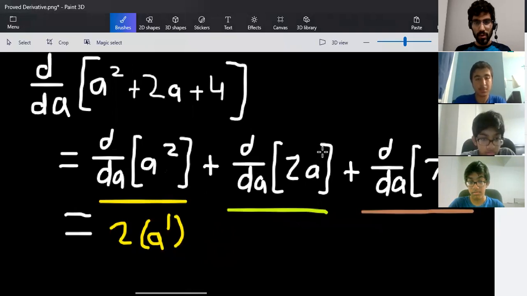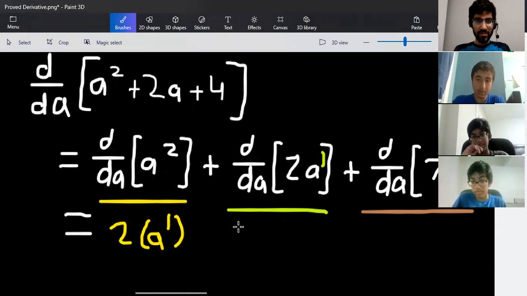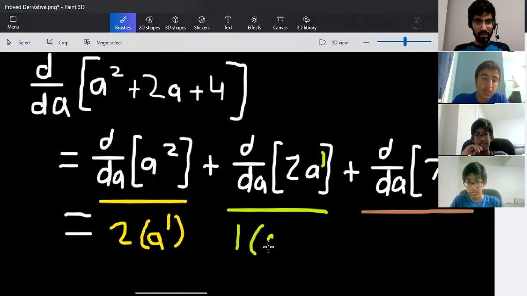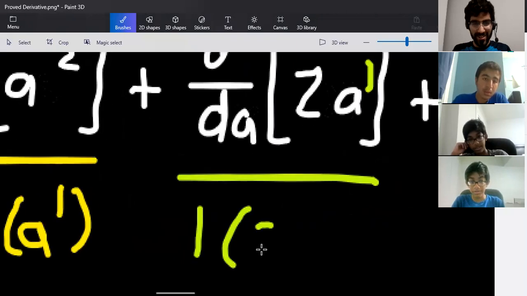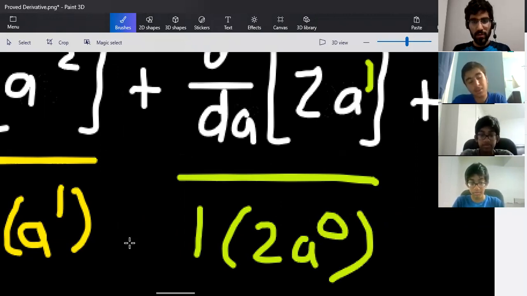So 2. Then there's an imaginary 1 out here. Aditya, you want to go through it? 1 out front, times 2a to the power of 0. There you go. You got it. You got it better than me. 2a to the power of 0. Remember, a to the 0, that is just equal to 1.